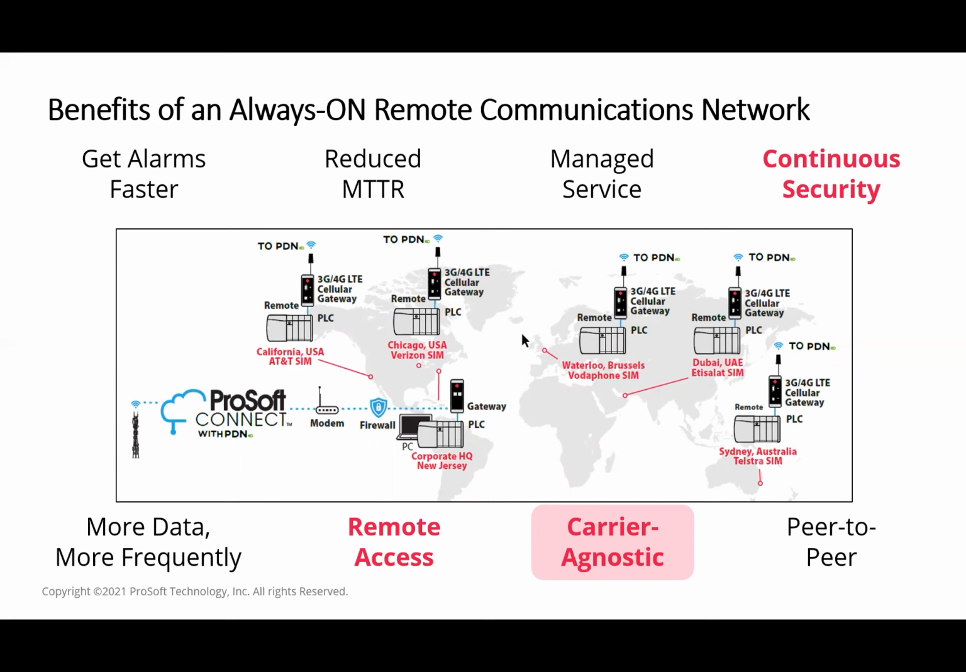Even just in the example up there, this is a demo network that ProSoft has set up to test the system. In many ways, you've got sites spread globally on different carriers. So, Verizon versus Vodafone versus Telstra in Australia. And these sites are all able to communicate with each other. And it's a pretty huge advantage if you think about it.